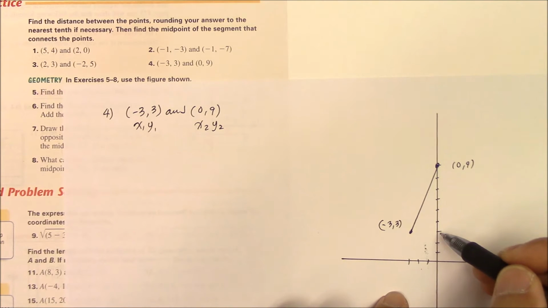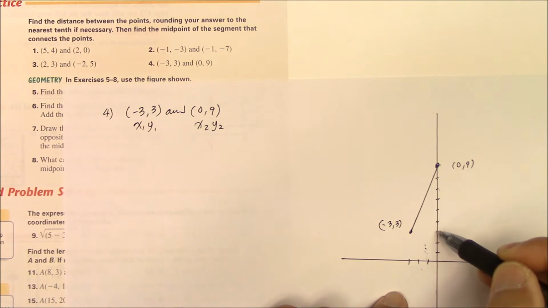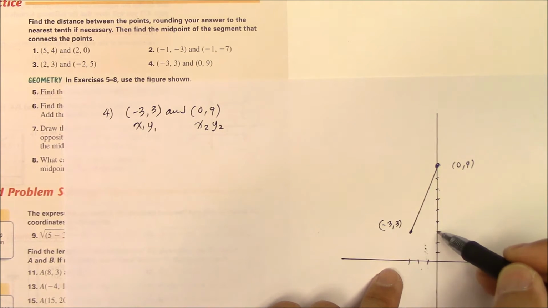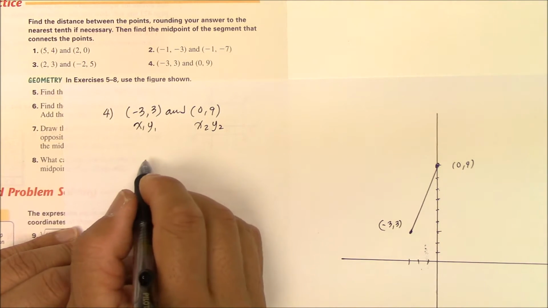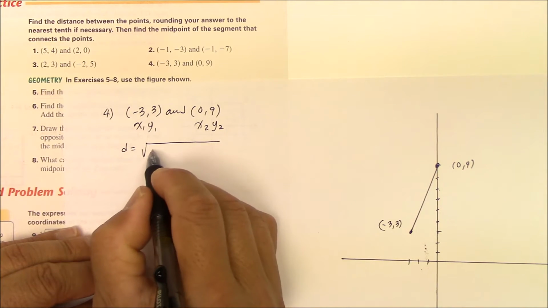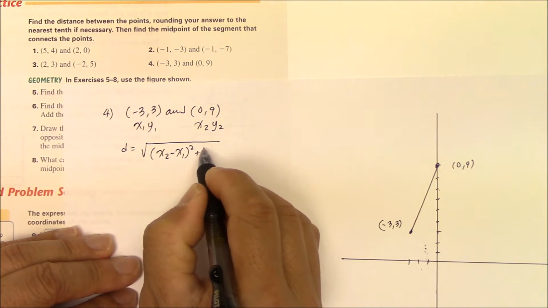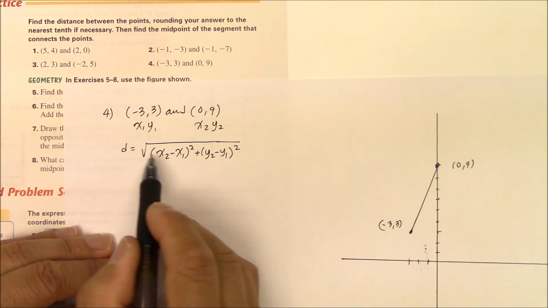So I know vertically, it's 1, 2, 3, 4, 5, 6 units away. But it's diagonal, so it must be more than 6. So how do I find that? Now we're going to write the distance formula again. D is equal to the square root of x2 minus x1 squared plus y2 minus y1 squared. And it's all square rooted.